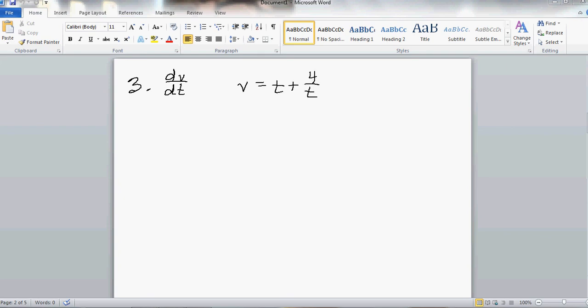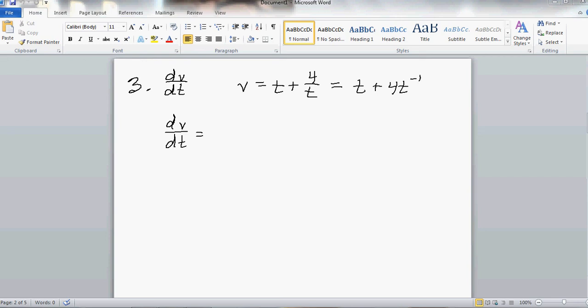Now the first thing we're going to do is rewrite this in user-friendly form. In other words, get this t out of the denominator. So that's t plus 4t raised to the negative first power. Now it's in user-friendly form. Now we should be able to find dv dt. I'm going to take this with respect to t.